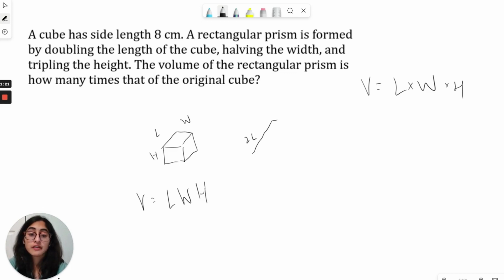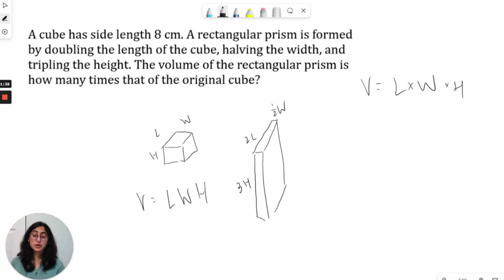The width is half of the old width. So this width right here is going to be 1/2 W. And then the height, wow, okay, that's being tripled. So this is going to be super long, and so this is 3 times the original height. And so this right here, that's our new rectangular prism. And it's asking us, well, the volume of this prism is how many times that of the original prism, the original cube. So what's the volume of this?